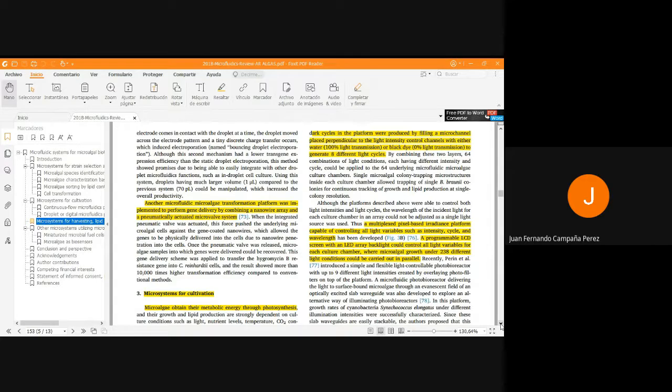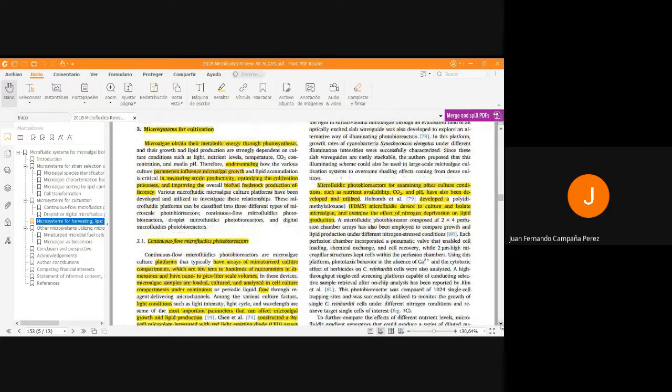The multiplexed pixel-based irradiance platform is capable of controlling all light variables such as intensity, the cycle, and the wavelength. So in another study, a programmable LCD screen with an LED array backlight could control all light variables for each culture chamber, where microalgal growth under 238 different light conditions could be carried out in parallel.